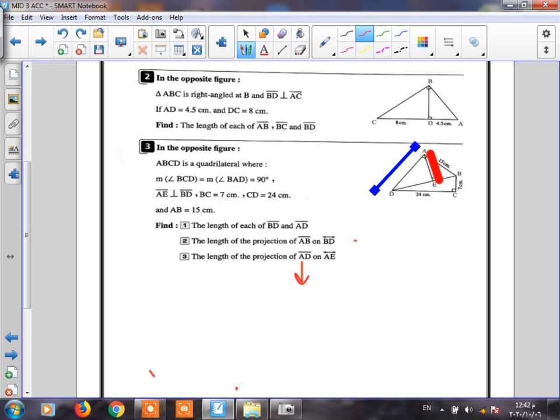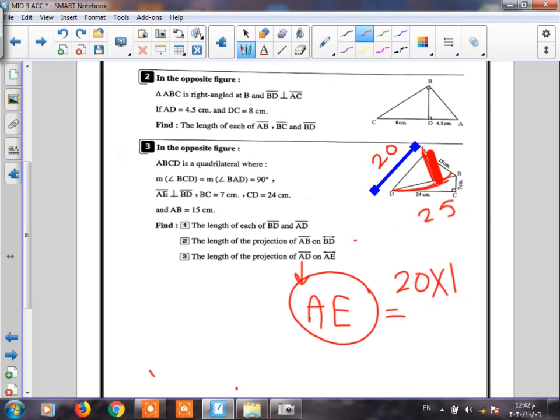Point A. What is the projection of point A on the red line? It's on the red line, so it's itself. Okay, what is the projection of point D on the red line? From point D, go to AE by a perpendicular line, because DE is perpendicular to AE. That means the projection of point D on the red line is E. Now simply I want to get the length of AE. Remember, I know that this side is 20 and this side is 25, and we ask you to get AE. Very simple, side times side over hypotenuse. That means 20 times 15 over 25 is the result.